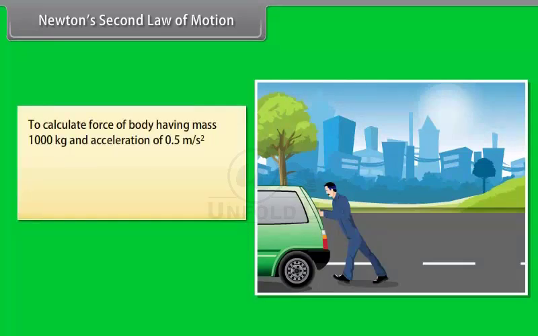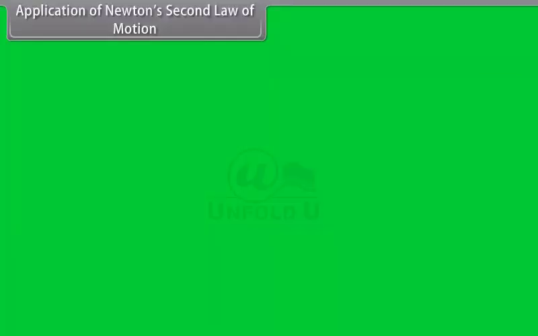To calculate the force on a body having mass 1000 kg and acceleration of 0.5 meter per second square, F = 1000 × 0.5, which is equal to 500 Newton, or kilogram meter per second square. Application of Newton's second law of motion.